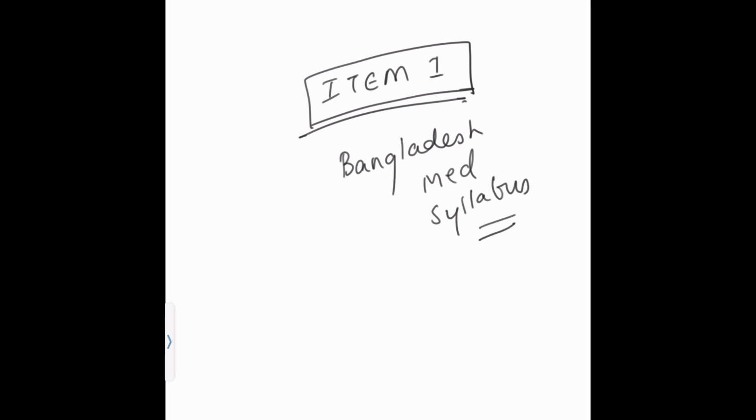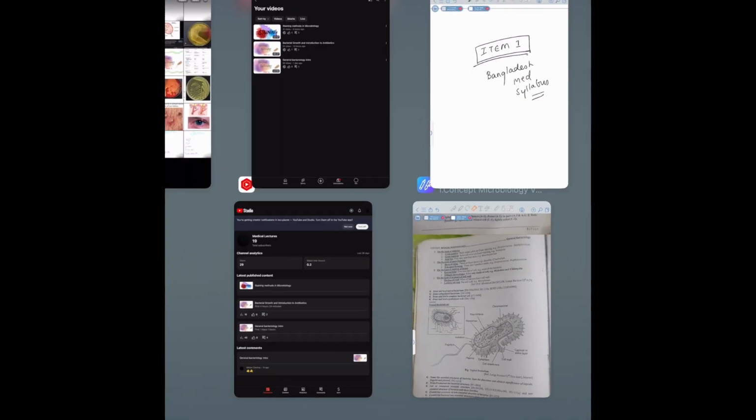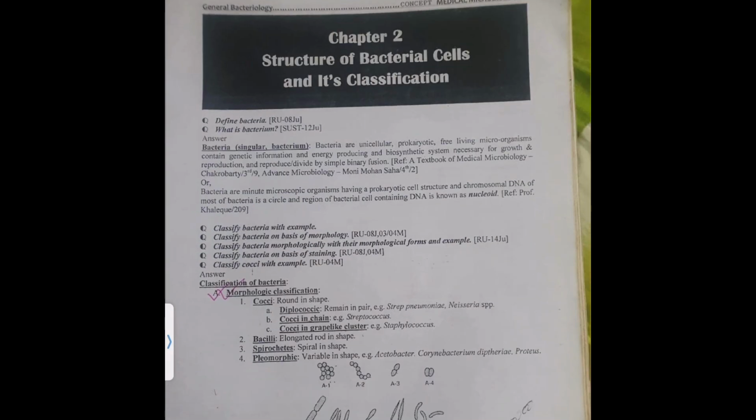Okay, so this is a read with me session where I will be going through the book and you'll follow along. So let us begin with this chapter, that is chapter 2, structure of bacterial cells and its classification.